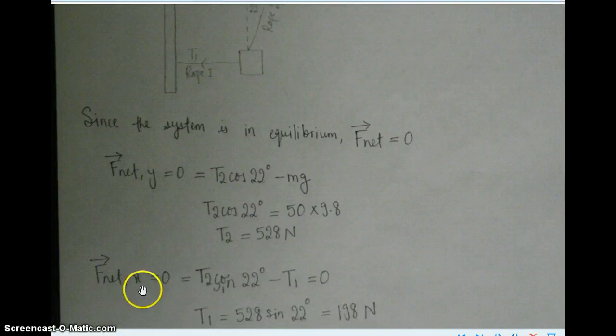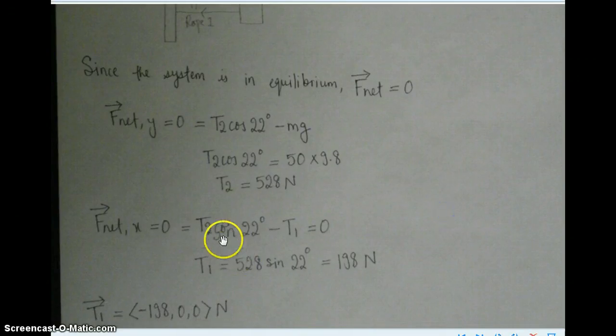Similarly, net force in the x direction equals 0. So T2 sin 22 degrees minus T1 equals 0. T1 acts in the negative x direction, while the component of T2, that is T2 sin 22 degrees, acts in the positive x direction. So their net force equals 0.